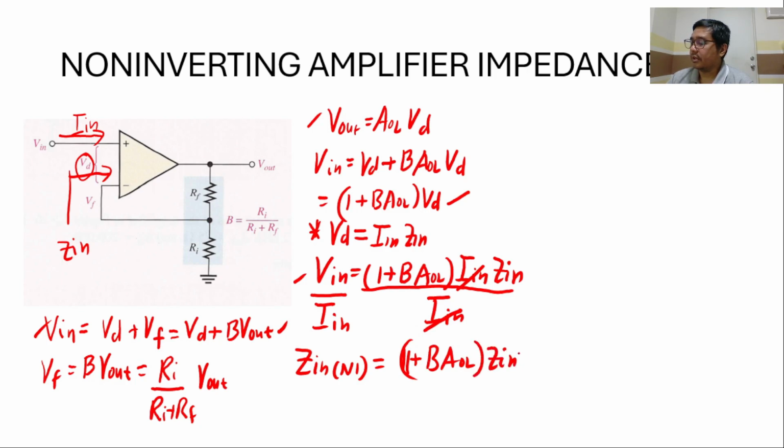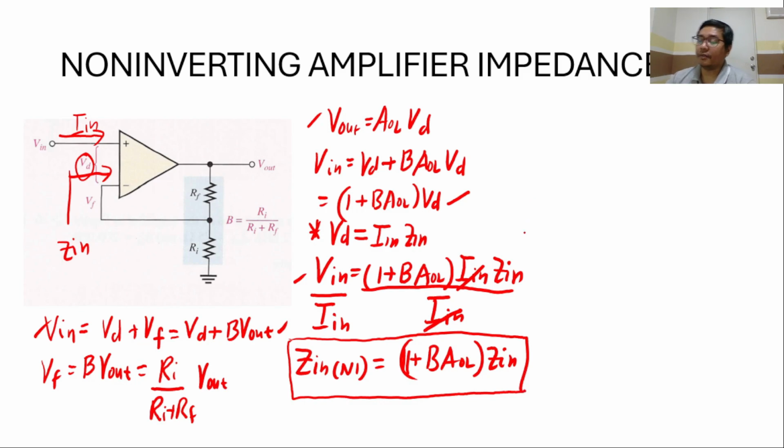Zin. In this equation, we can see that the input impedance of a non-inverting amplifier is greater than the input impedance of an op-amp in an open loop configuration.